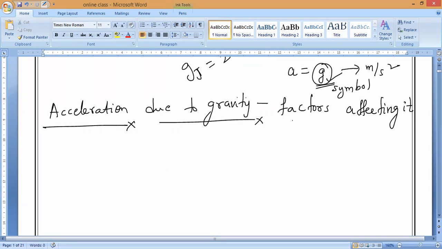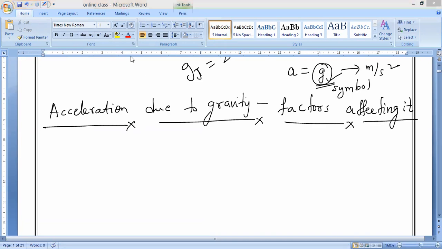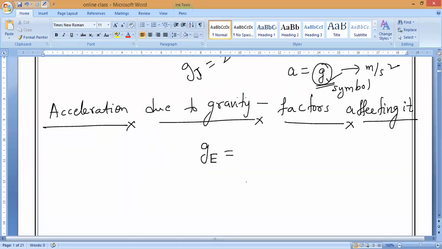Okay, now let us enter into this. Remember, all of you, in yesterday's class you solved for the G value of Earth. What is the standard value of G that you found? It is 9.8 meter per second square.